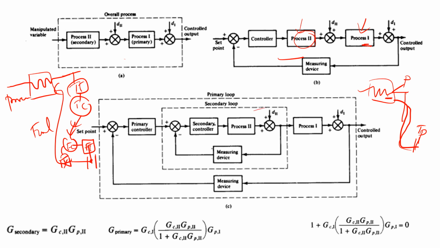So here, this is process 1, P1, and then process 2 is this one, fuel. So first we finish the inner loop. So process 2 is measured by a flow transmitter, and then that is given to a controller.